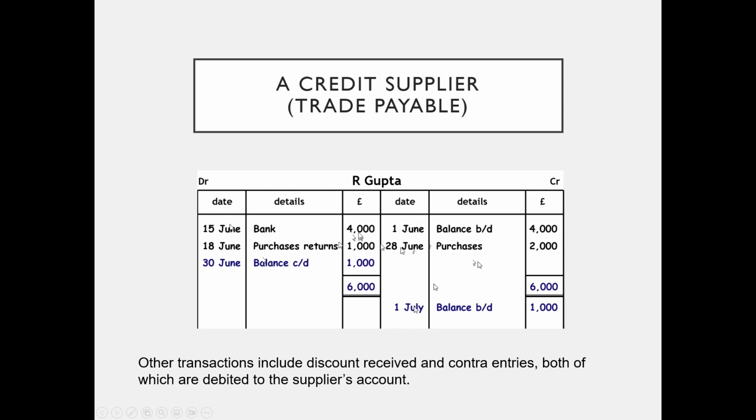And then, like with everything else, balance it off and then bring that balance down at the 1st of July, in this case, £1,000 on the credit side. And again, discount received. So if we've received discount, it will be on the same side as the bank payments we've made to the supplier. So discount received is a type of income, credit the discount received account and debit the supplier. And then contra entries, as I mentioned before, are always debited to the supplier account, credited to the customer account.